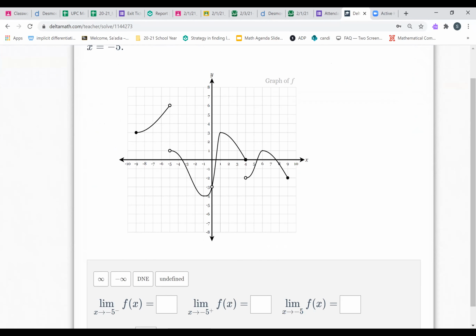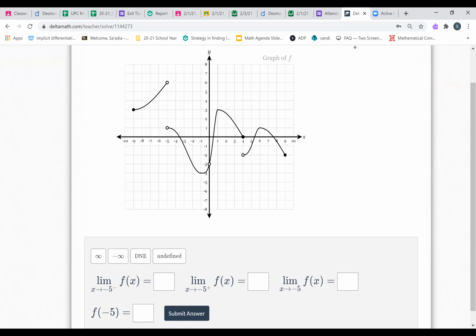This one says x equals -5. So you're on this vertical line through the x-axis at -5. From the left, when you trace it, you land at 6. From the right, when you trace it, you land at 1. The left is 6, the right is 1, so that means two-sided. Because 6 does not equal 1, my limit does not exist. And because there is not a closed circle, my value does not exist.